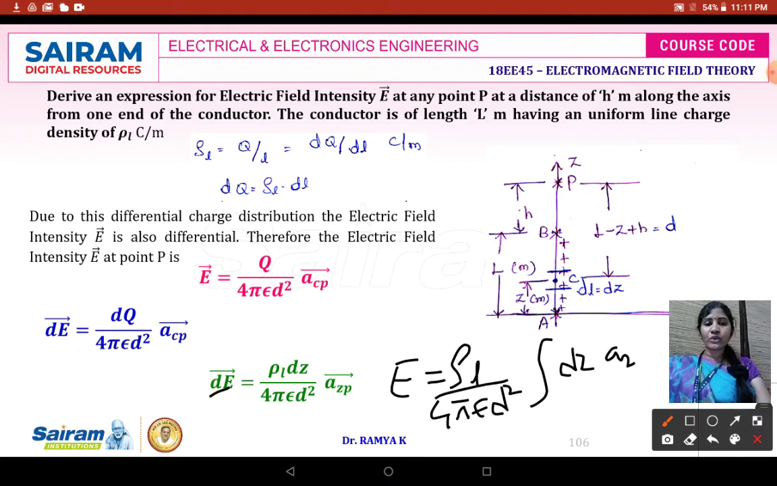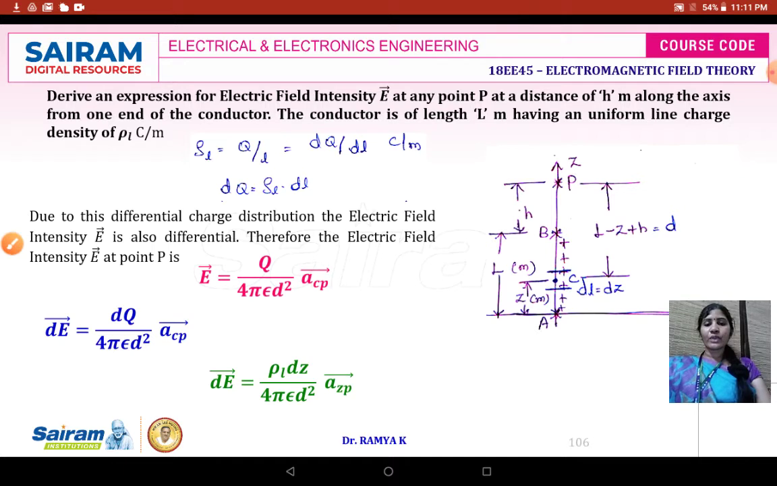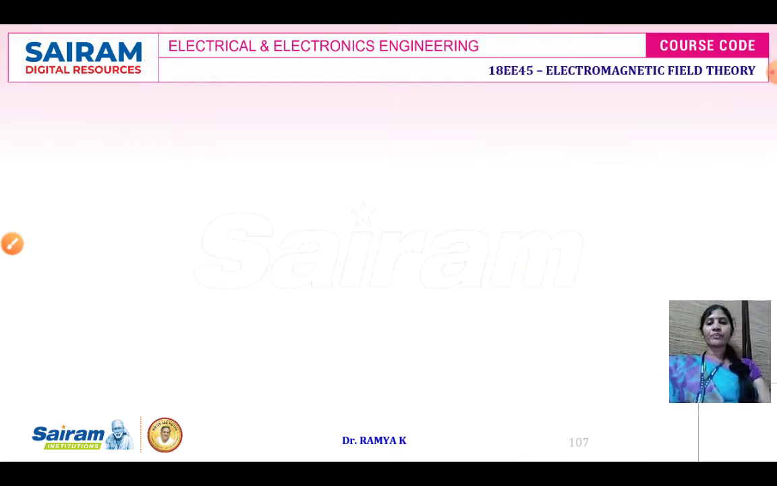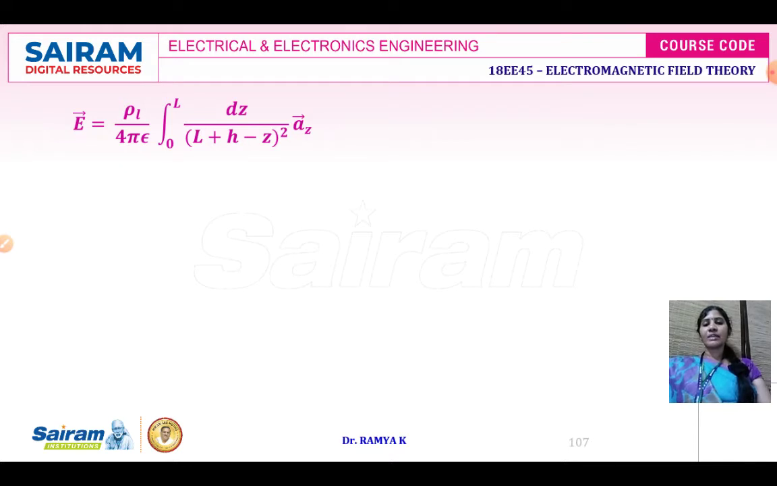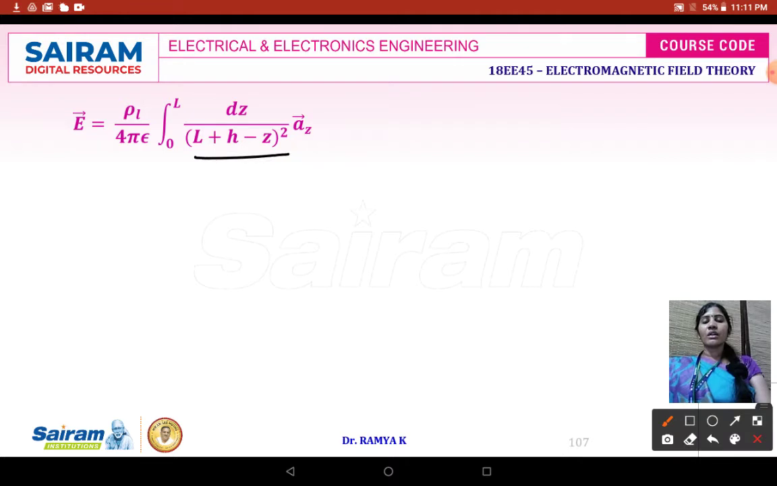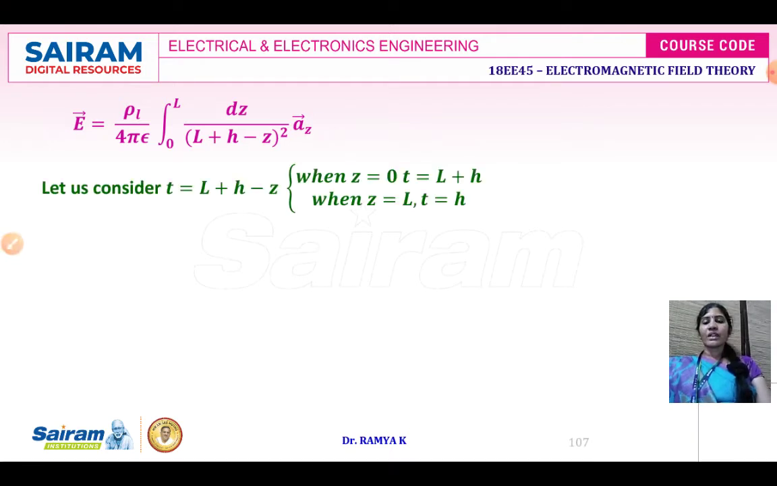So when it is going to vary, then the d will also vary. Therefore you will get the limit between 0 to L. So dz divided by d square. This d is nothing but L plus h minus z. Then we'll consider the L plus h minus z as the t parameter.